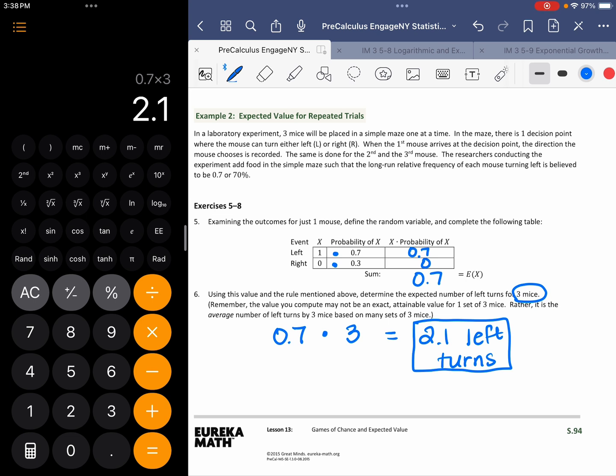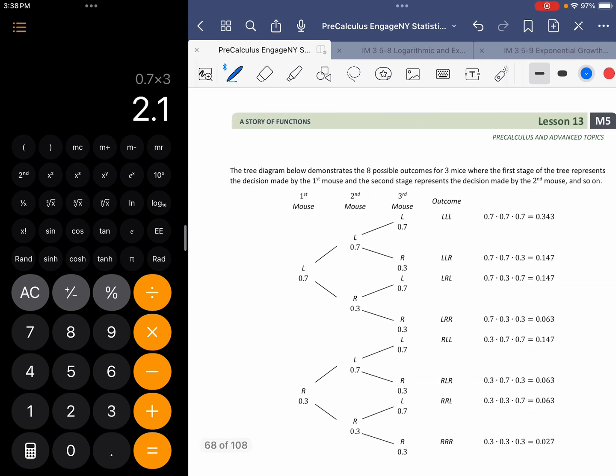Okay, so let's turn the page and let's see if that expected value shows up in the same way if we used the strategy that we've been using in other class periods, which was listing every outcome, creating a relative frequency table, and then calculating the expected value. Let's see if it turns out the same way. So let's turn the page.